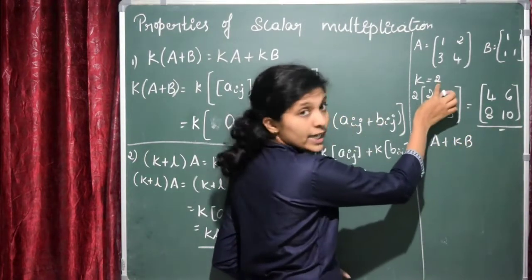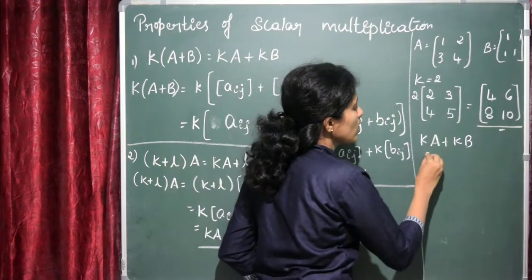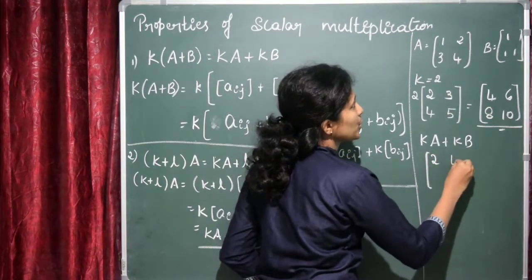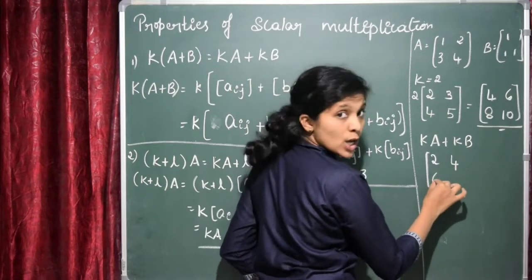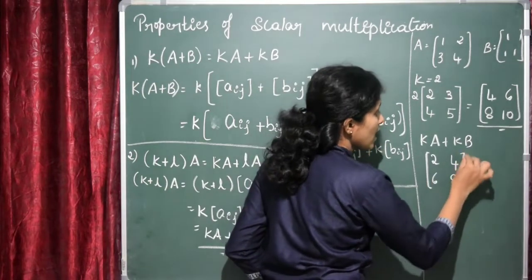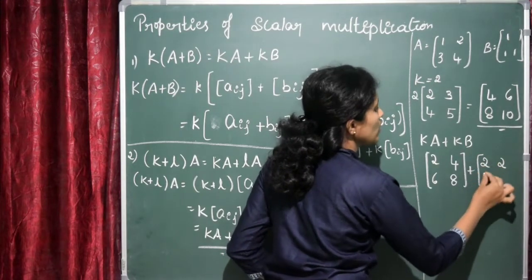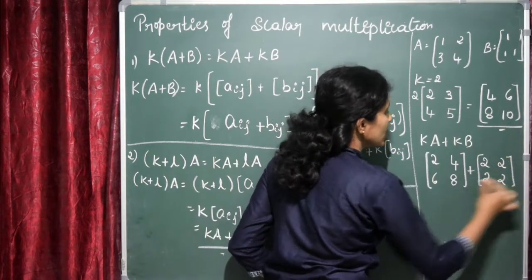What is the value of K? K is 2. Ka will be, you have to multiply by 2. So this is now 2 into 2 is 4. 2 into 3 is 6. 2 into 4 is 8 plus K into B. That is 2 into 1 is 2. 2 and 2 and 2. Right? You have to add this.